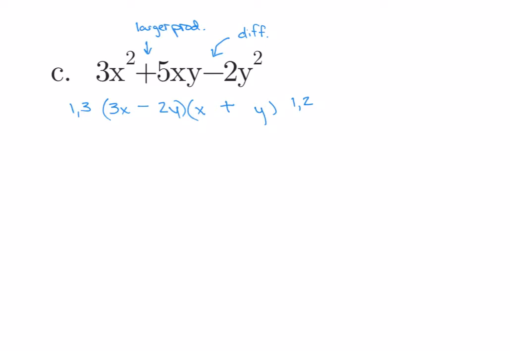All right, if we go ahead and FOIL this now, we get first 3x squared. Outsides, we get 3xy. Insides, we get minus 2xy. And lasts, we get minus 2y squared. And if I combine this, 3 minus 2 is not 5, it's 1. So this one would be wrong.